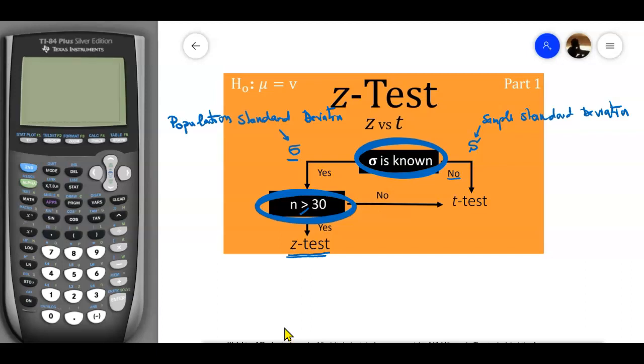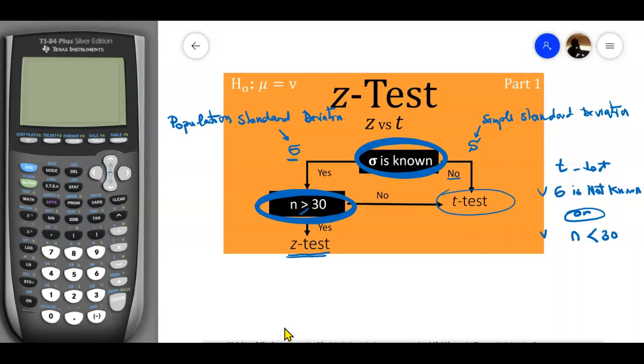So in conclusion, you're going to be using the T test if sigma is not known, or if n is less than 30, or both. So there are two conditions here, and either one of them will qualify you to use the t-test.